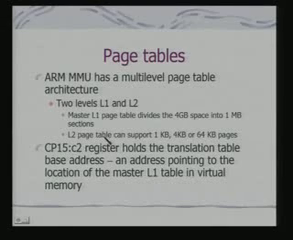The CP15 C2 register holds a translation table base address, an address pointing to the location of the master L1 table in virtual memory. Okay, so this is the starting point. For doing any kind of translation, this base address is absolutely important. I hope you remember I talked about the starting address of the page table. This address is critically important for any translation task, and it is stored in a register of coprocessor 15.